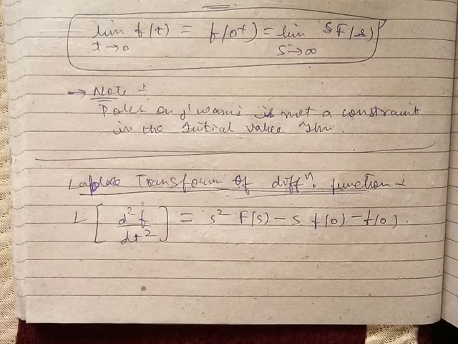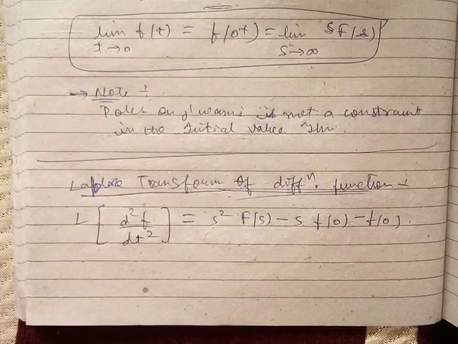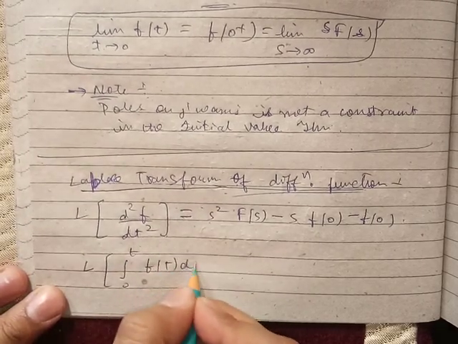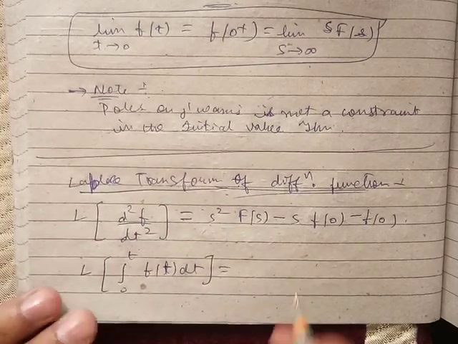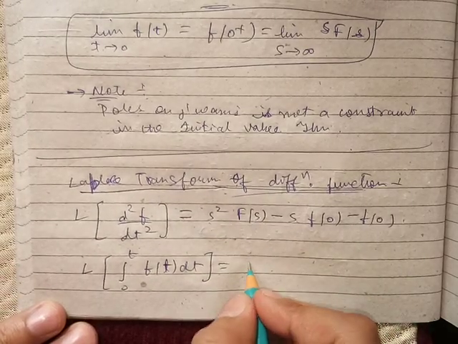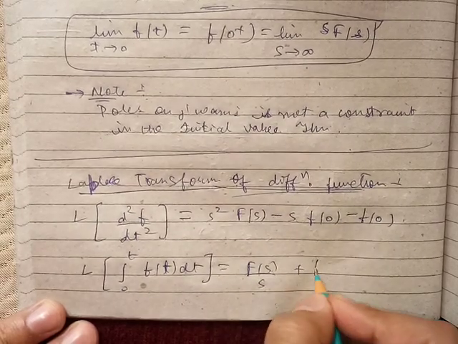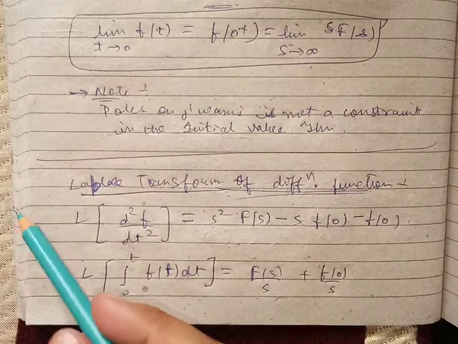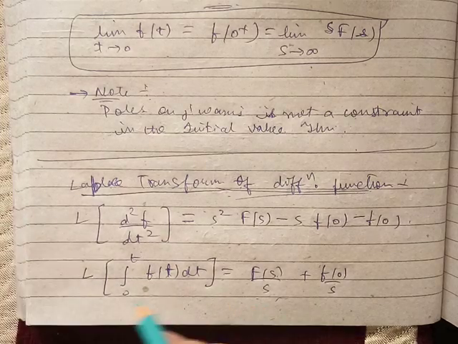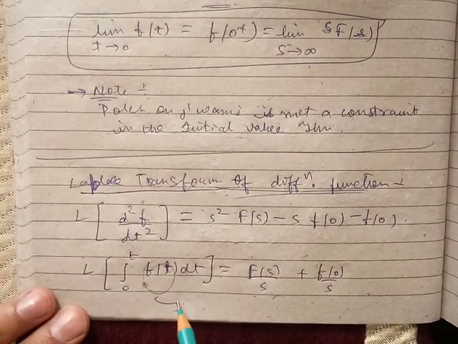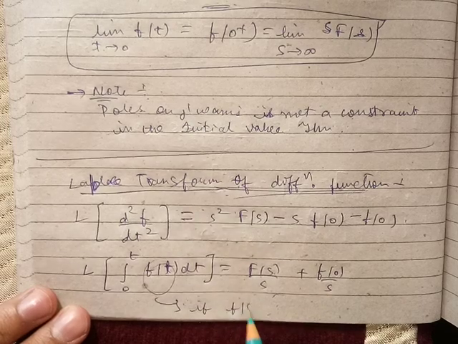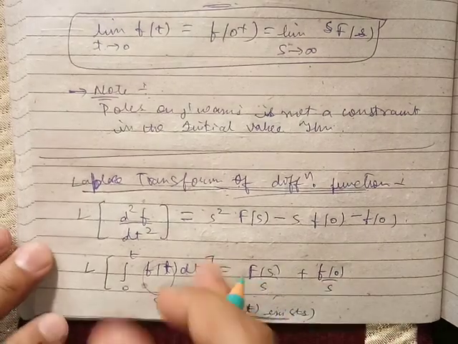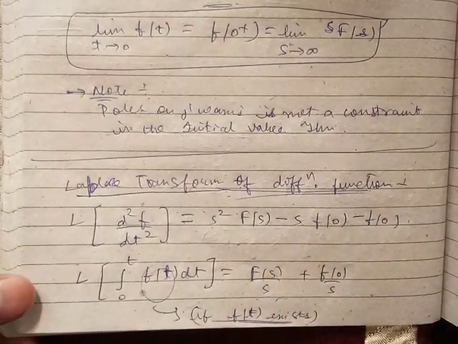You should remember this. This is a must. This will definitely come in the exam. Now the second comes with the integral from 0 to t of f of t dt, right? Now this is F of s upon s plus f of 0 upon s. Obviously, for the integration, this should exist if f of t exists, right? This will be applicable, then only we will be able to find the Laplace.